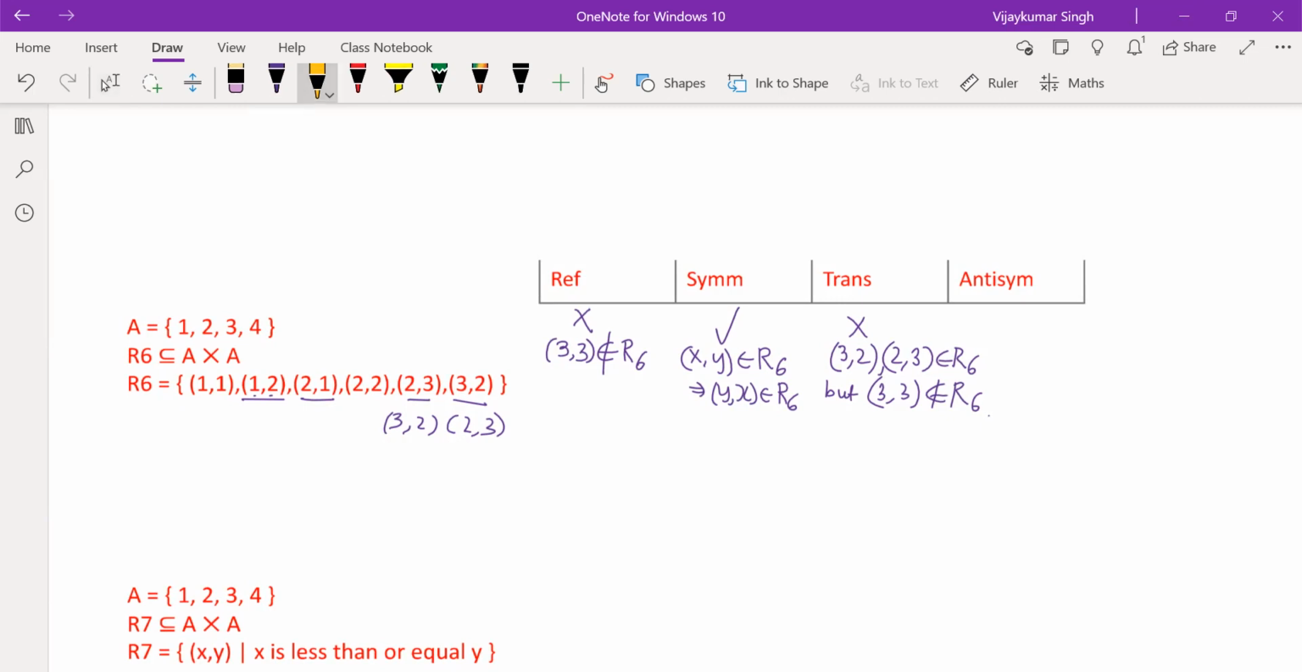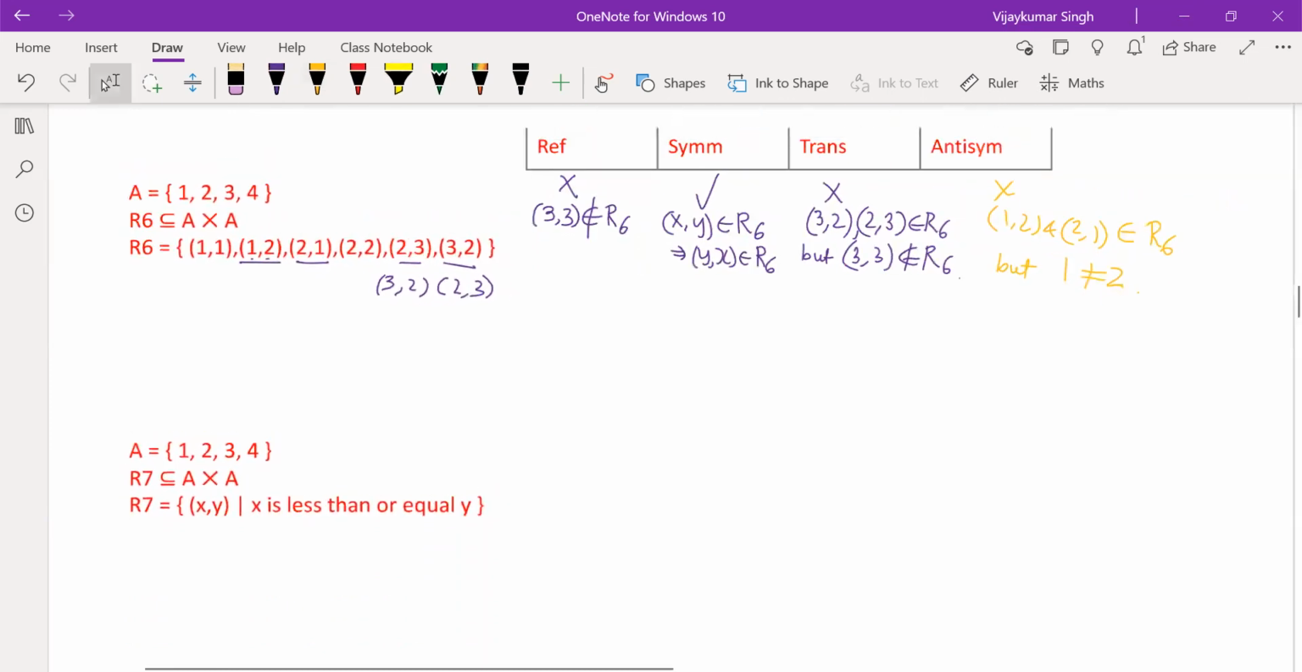Let's see. What is the definition of antisymmetric? If (1,2) is there and (2,1) is there, then 1 must be equal to 2. That's not the case. So this is not antisymmetric. Why? Because (1,2) and (2,1) belong to R6, but clearly 1 is not equal to 2. So this is not antisymmetric. Okay.